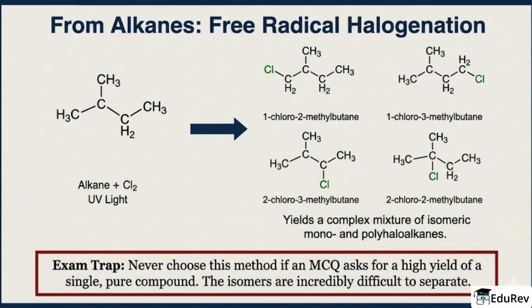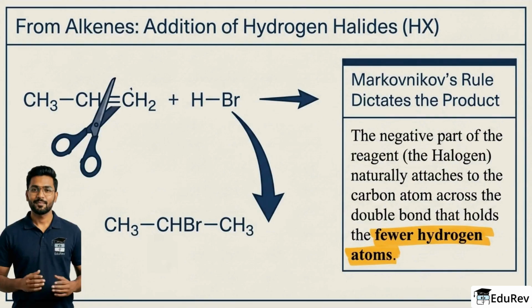From alkanes, the method is free radical halogenation. And this is where students often make a wrong assumption. Yes, it works, but it produces a mixture, multiple isomers, multiple substitutions. It is messy. So if a question asks for a single pure product, this method is almost always the wrong choice. From alkenes, things are much more controlled.